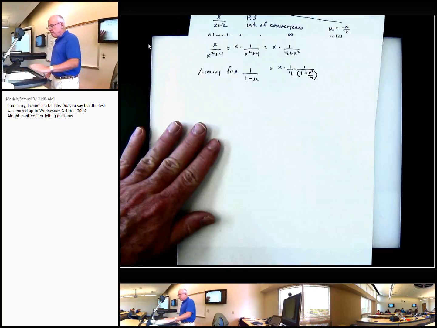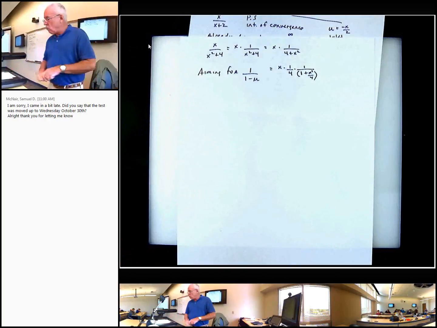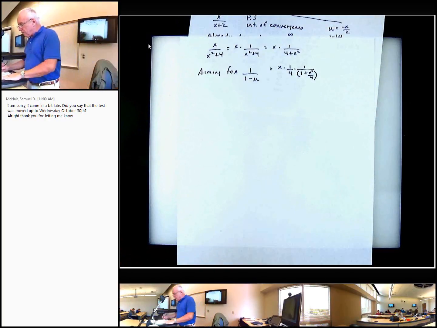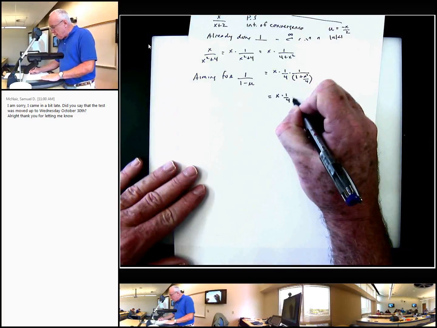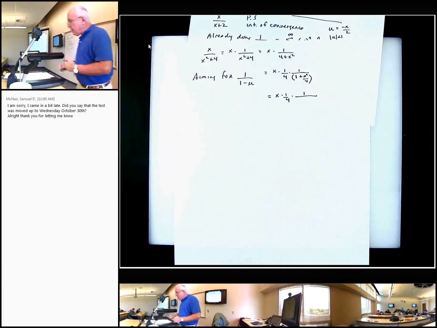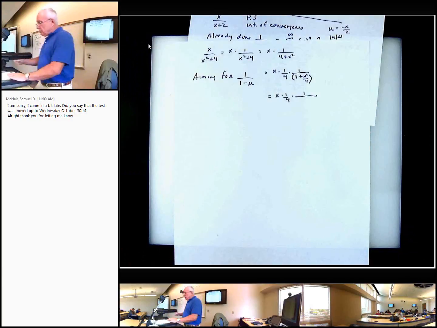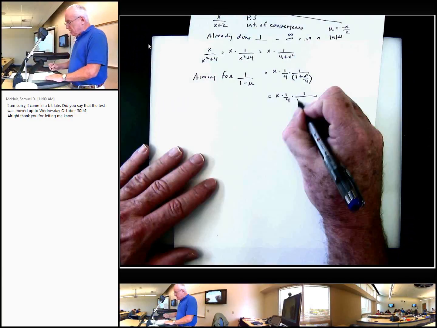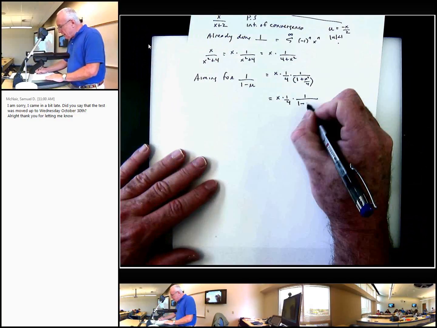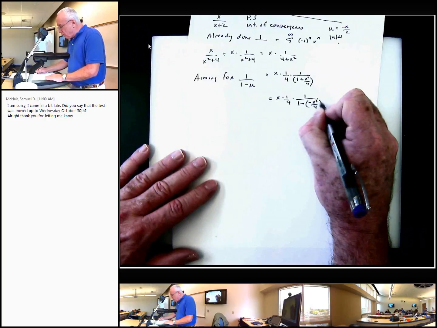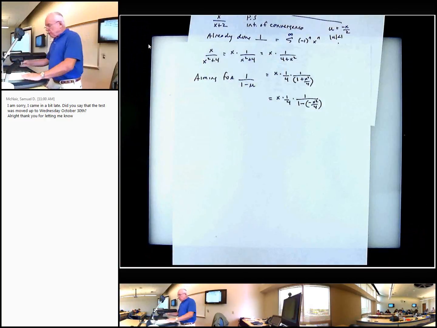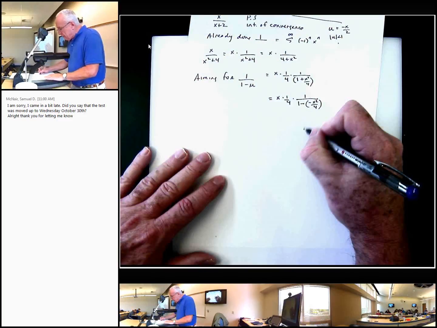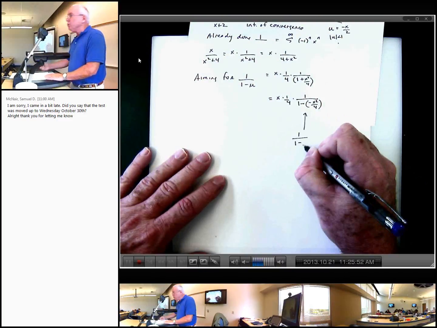Okay. All right. So let's see, we've almost got it in that format. So this is x times 1/4 times 1 over. Now I need a minus in here, so I'm going to do that double minus again. 1 minus negative x squared over 4 in parentheses. All right? So this here is my 1 over 1 minus u.